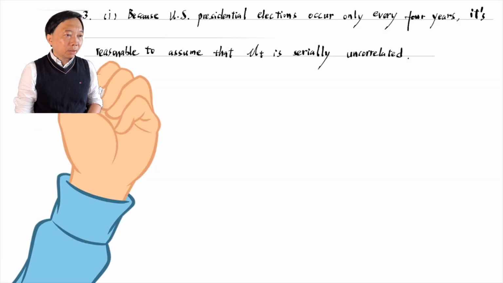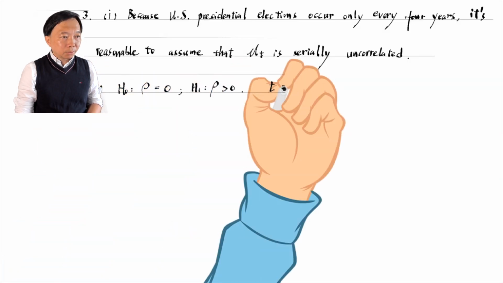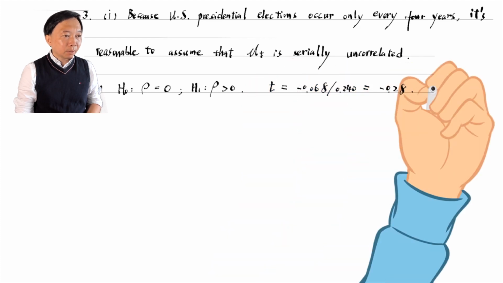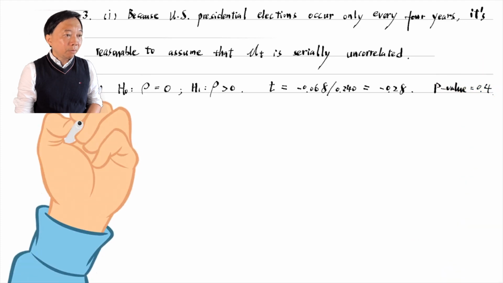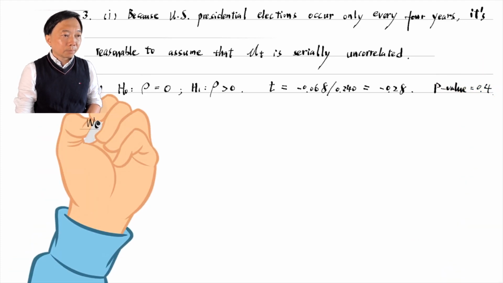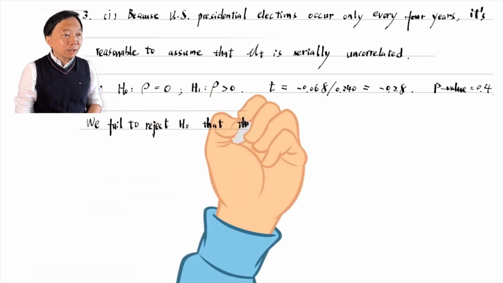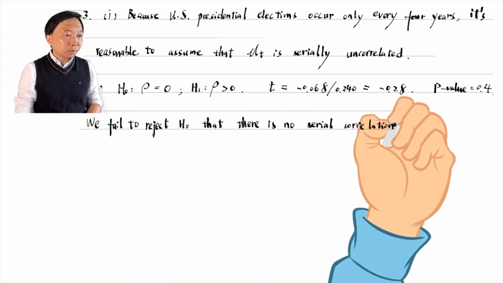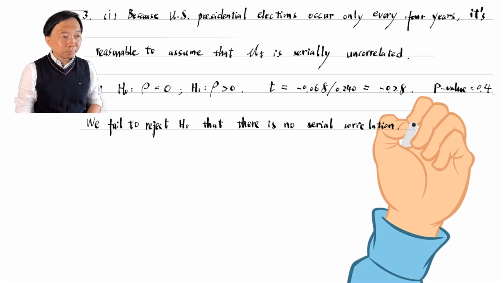The null hypothesis is rho equals 0. The t-statistic for the null hypothesis is minus 0.068 divided by 0.240, which is minus 0.28. Its p-value against a one-sided alternative is 0.4. We fail to reject the null hypothesis that there is no serial correlation.